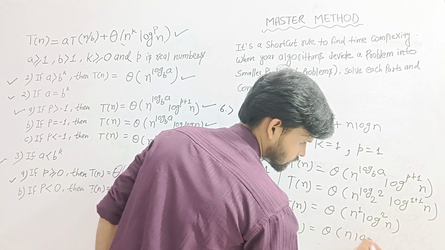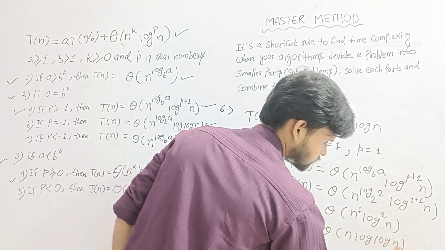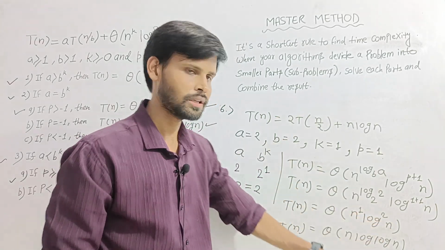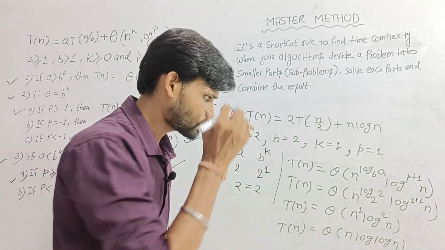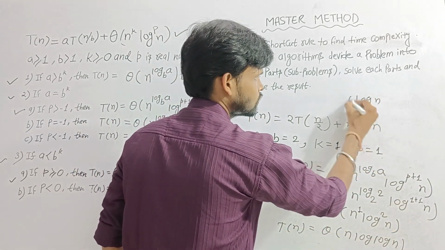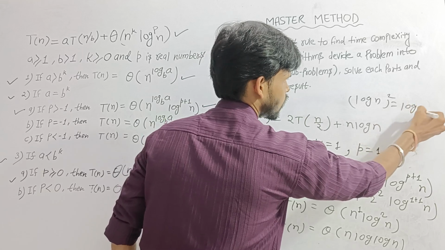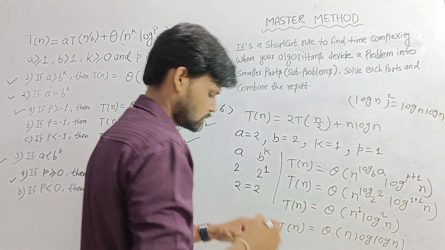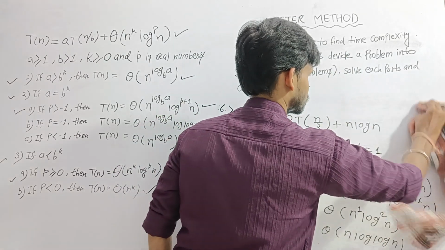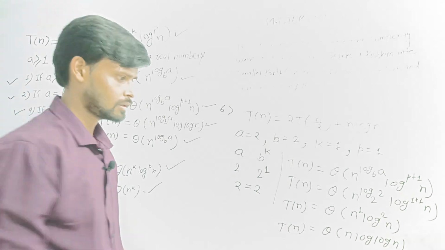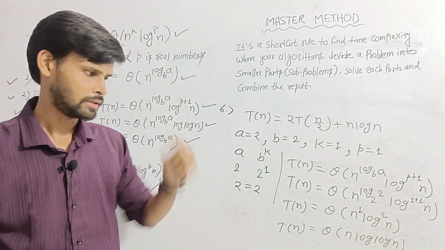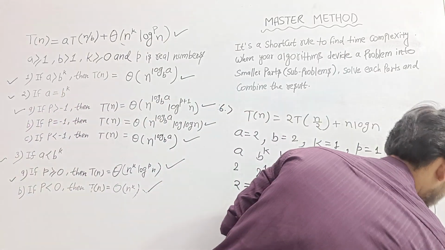So n log square n. We have already discussed that log square n is not equal to log of n whole square. Log n whole square is different. So in this case n log square n. Clear? So this is the time complexity of the given recurrence equation. Another example.